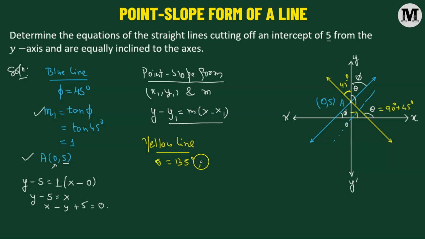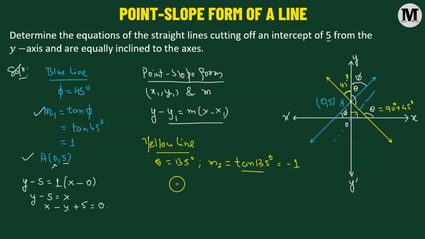Now if we know theta, we can also define the slope of the line, which we will denote by m2. So we will find the tangent of 135 degrees. I'll leave this as an exercise for you to try out. Using the rules of trigonometry, we can find its value as -1. The reason behind this is that 135 degrees is an obtuse angle, and for obtuse angles, the slope of the line is always negative.